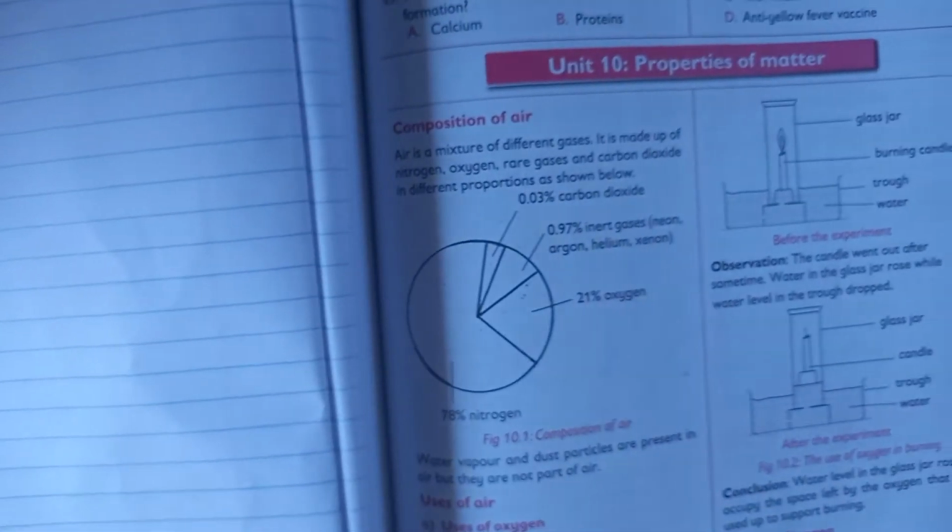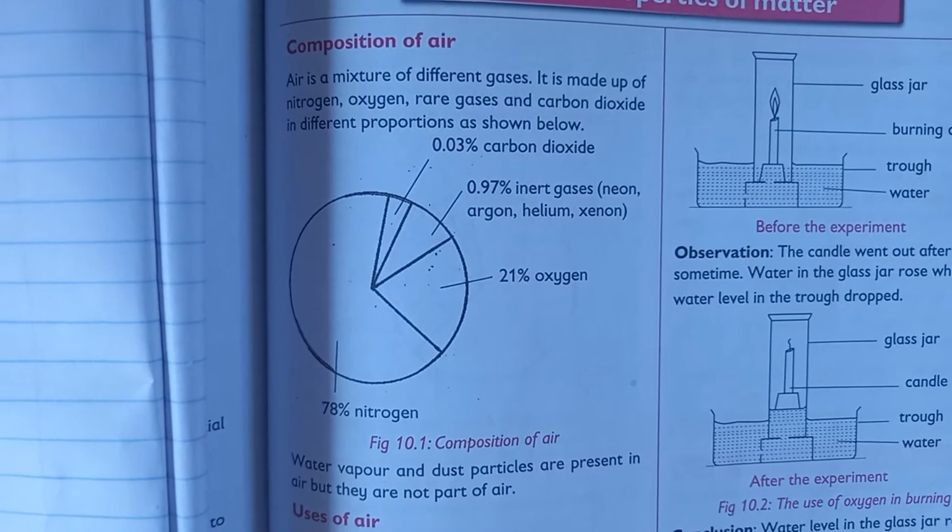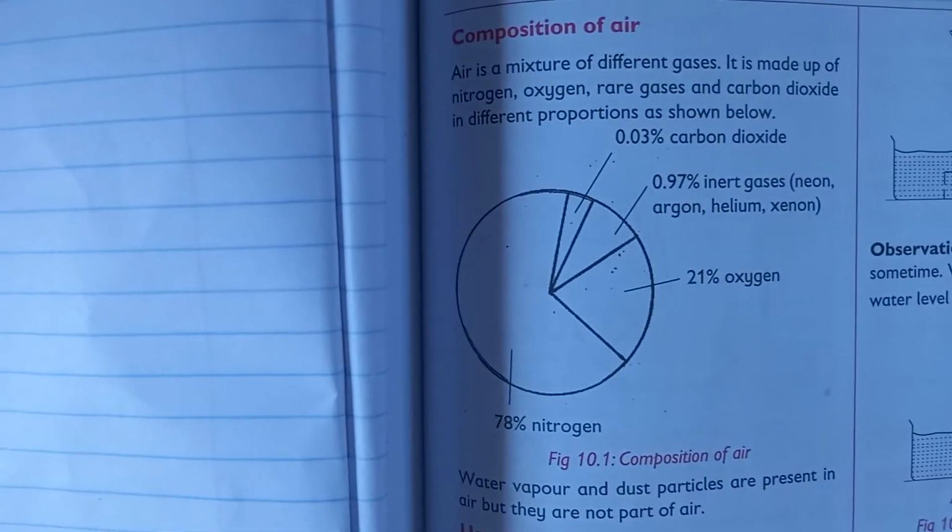So with this chart, learners, you may be given it in form of letters X, Y, and Z. The largest should always be nitrogen. The second largest is always oxygen. Third largest is inert gases, and the smallest is carbon dioxide.